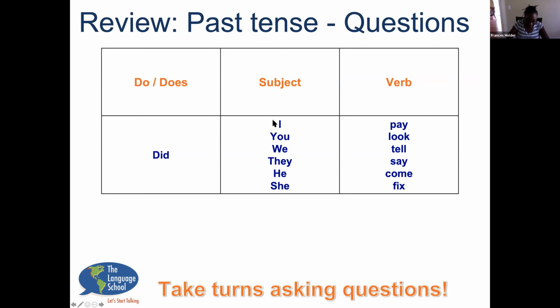And then finally, fix, past tense of fix is fixed. So fix is a regular verb, okay? Just add ed.